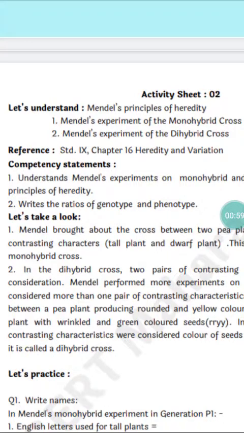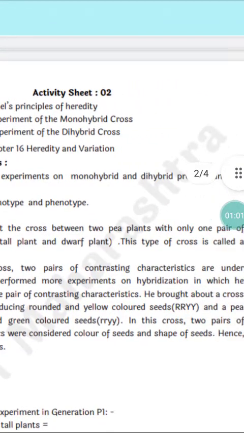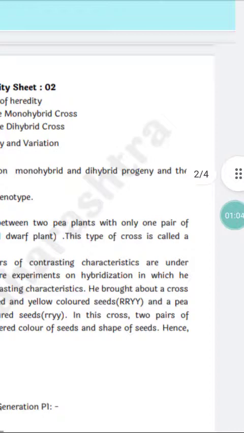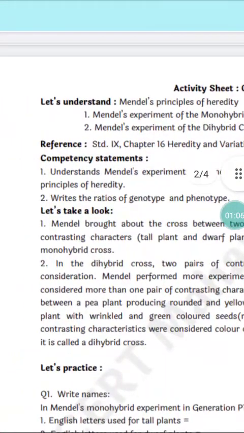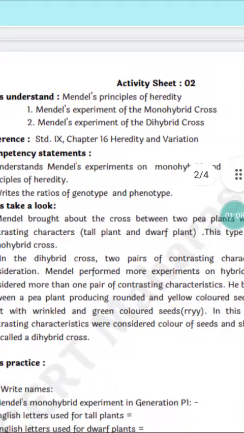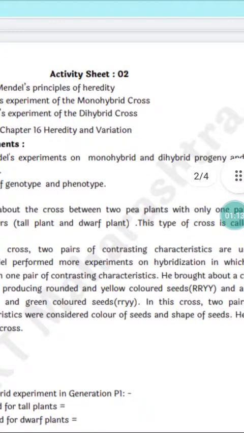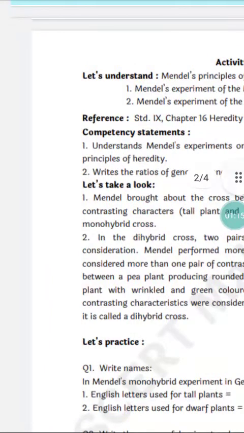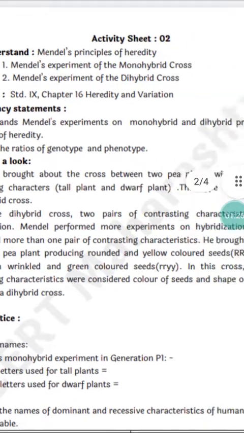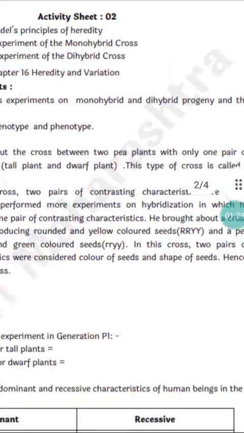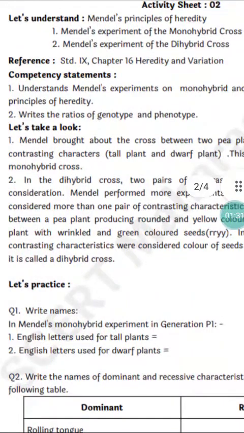Mendel brought about the cross between two pea plants with only one pair of contrasting characters, that is, he had considered the height of the plant, the tall plant and the dwarf plant, and this type of cross is called monohybrid. In this cross only one contrasting character is considered, so it is called a monohybrid. Mono means one. In the dihybrid cross, two pairs of contrasting characters are under consideration.